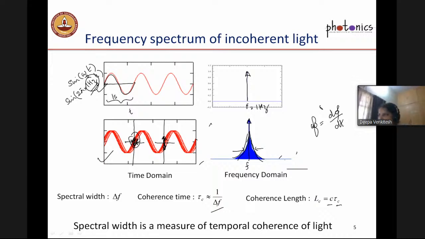Nadia has a question. For spontaneous emission, how do we get the ions to the excited state in the first place, right?